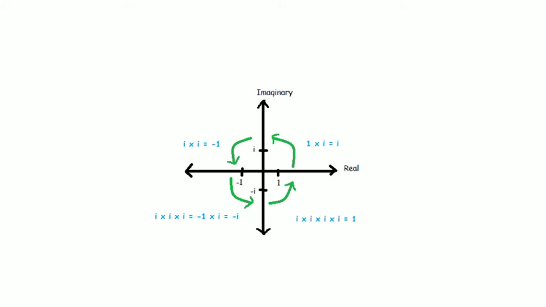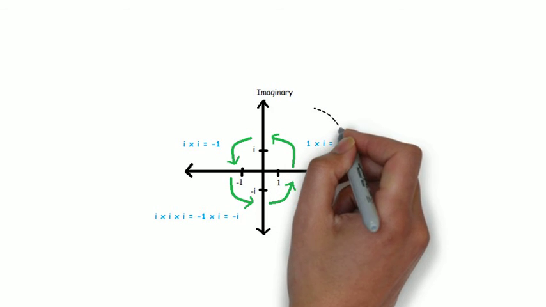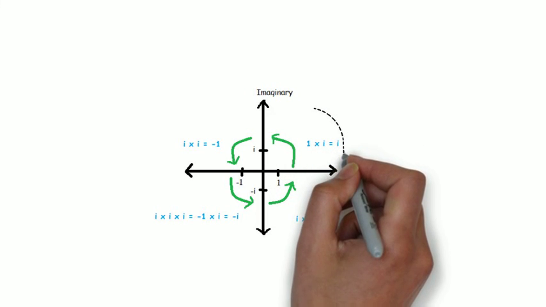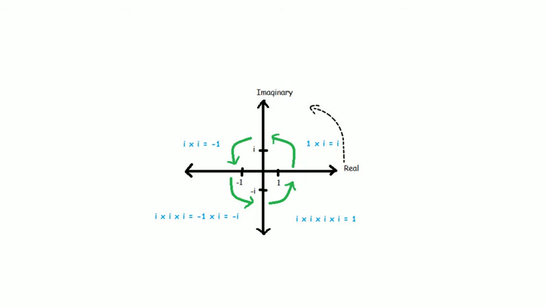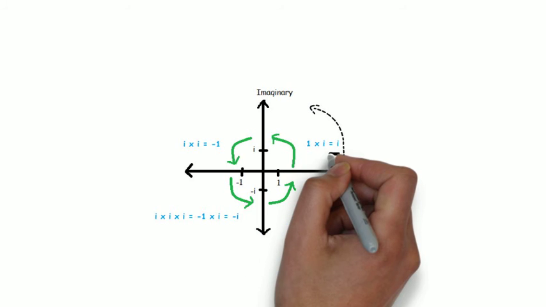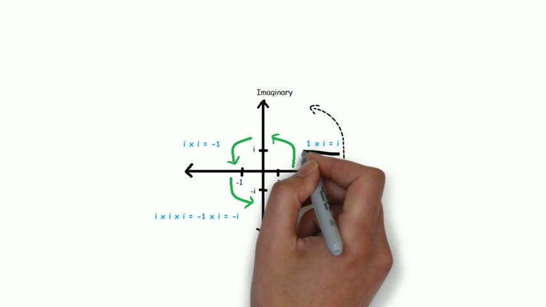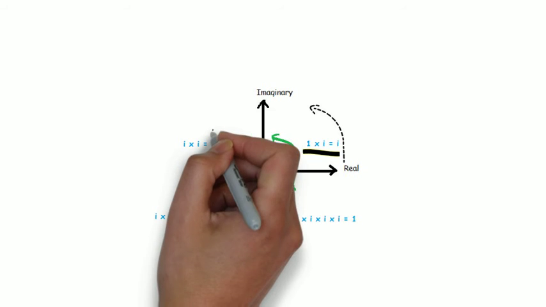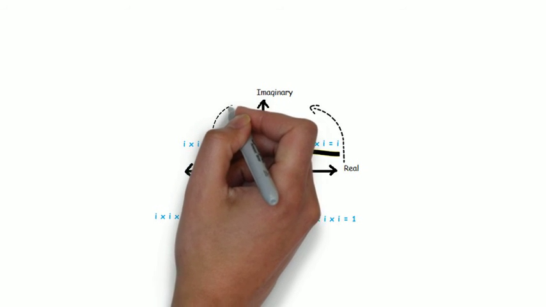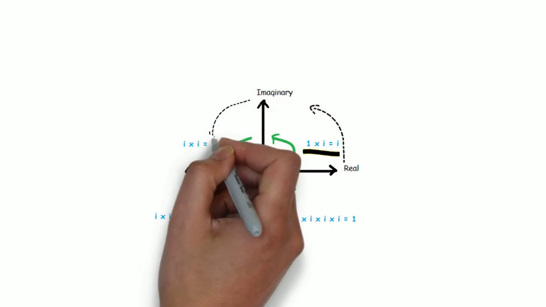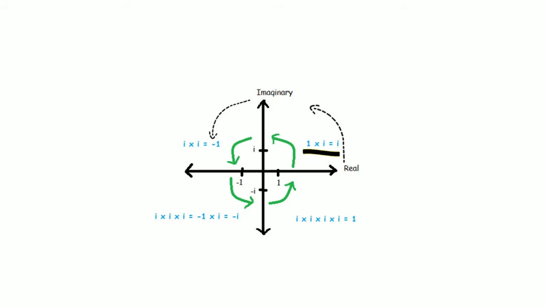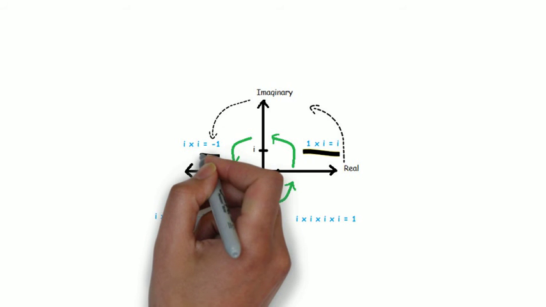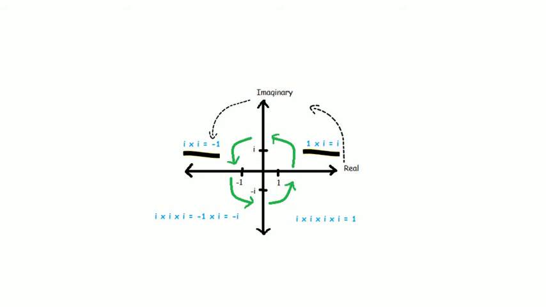As you see in the above image, when you rotate 1 by 90 degrees counterclockwise, it enters the imaginary dimension i. That is, 1 into i equals i. When you rotate it again by 90 degrees counterclockwise, it turns into minus 1. That is, i into i equals i square equals minus 1. Sounds familiar? Is it not the same as x square equals minus 1?